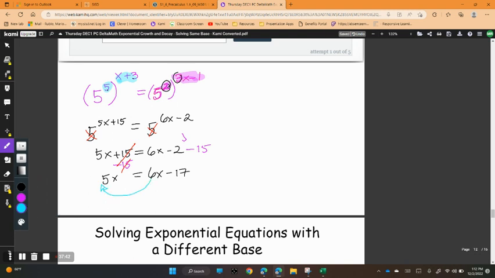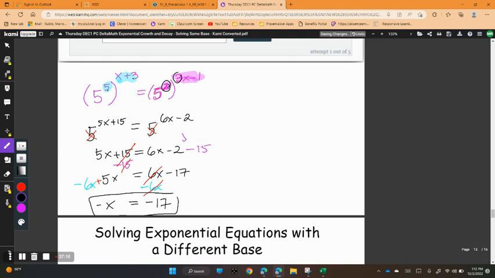Now I'm going to bring all of this over here by subtracting an entire 6x from both sides. These cancel each other out. Remember, there's a positive 5 up here. So I've got negative 6x plus 5, or the other way I can look at it is 5x minus 6x, which is negative x, equals negative 17.